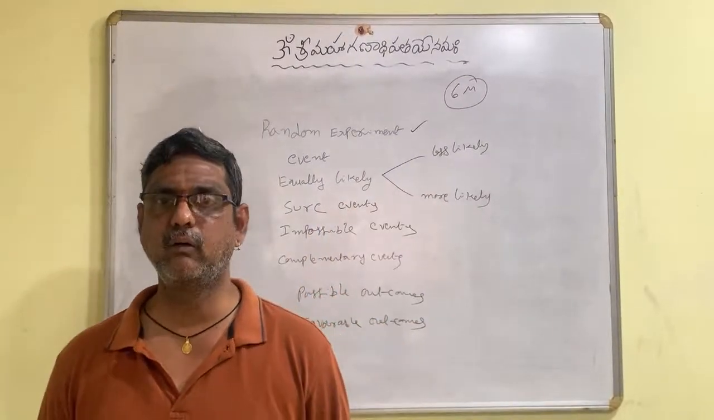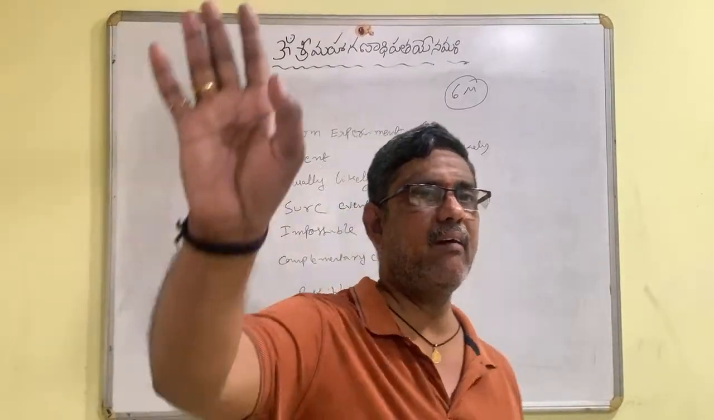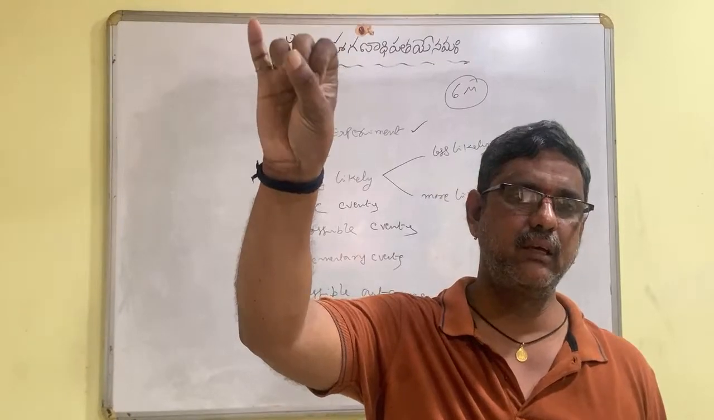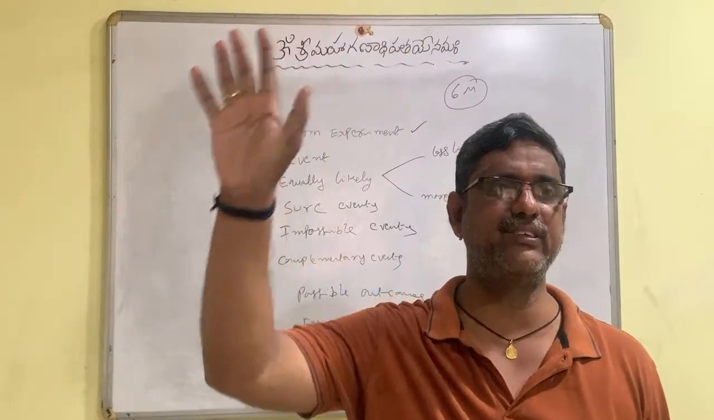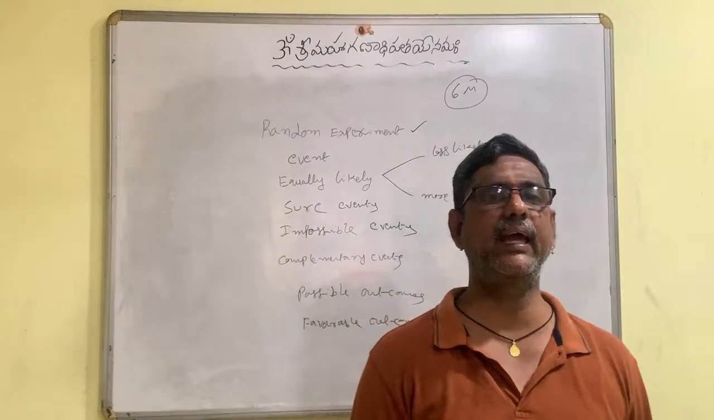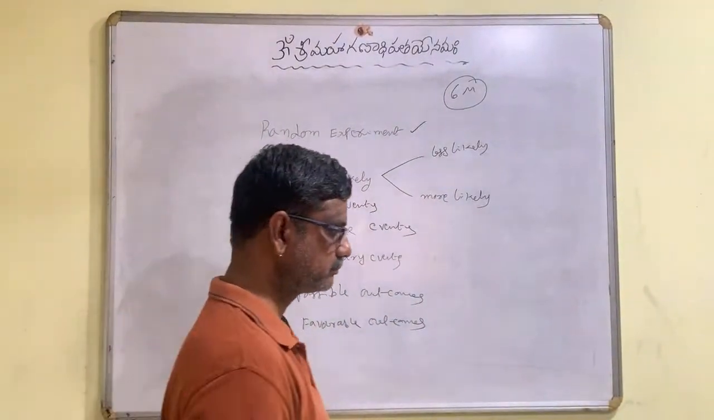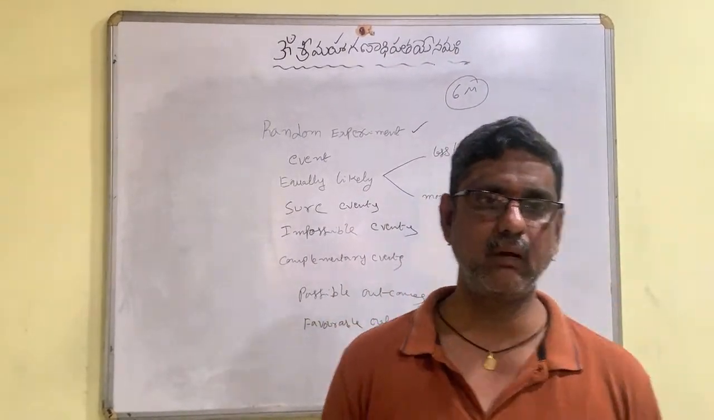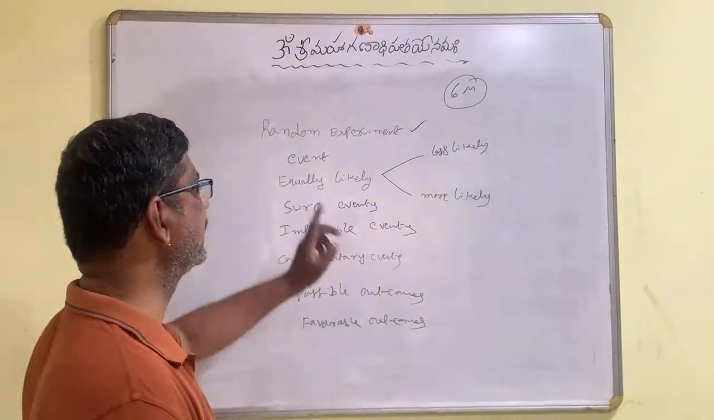Now, what is the probability of getting 1? Probability of getting 1, 1/6. Getting 2, 1/6. Getting 3, 1/6. Getting 4, 1/6. Getting 5, 1/6. Getting 6, 1/6. So all these 6 events, we can call them equally likely events because their probabilities are the same. Okay? So they are called equally likely.